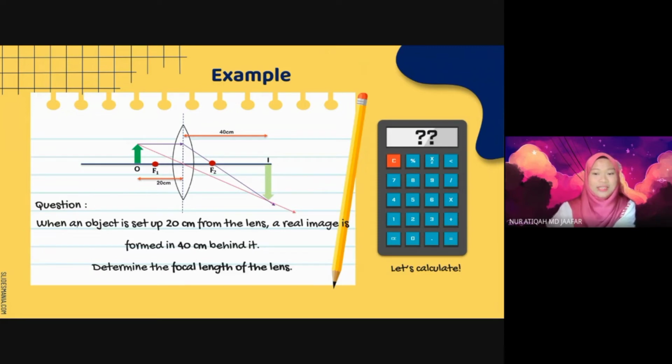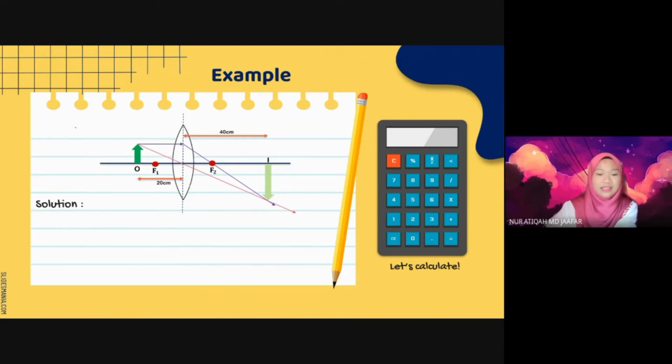Let's calculate together. When an object is set up 20 centimeter from the lens, a real image is found 40 centimeter behind it. So determine the focal length of the lens. So how to calculate?